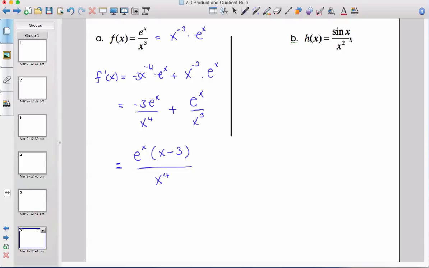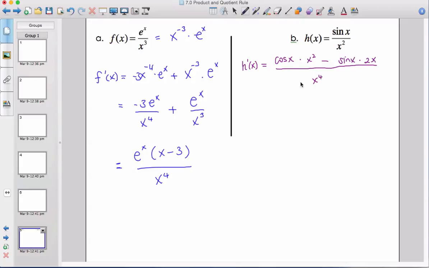You can certainly use the quotient rule, and you can also change this expression like I did in the first question and make it into a product rule. Well, let's do it both ways. First, I'm going to use the quotient rule. So derivative of the top function times the bottom function minus the top function times the derivative of the bottom function over the bottom function squared.